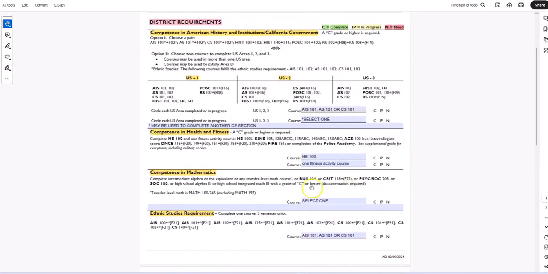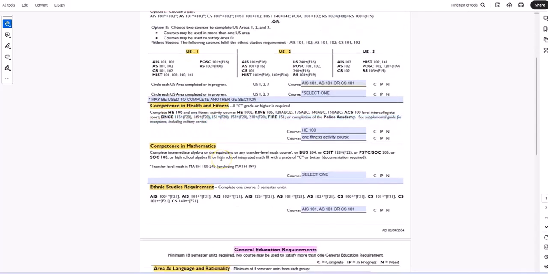When it comes to competence in health and fitness, you'll select health and then one fitness activity course. That fitness activity course could be the health lab, an online PE class, a lab, going to a gym, basically swimming, tennis, weightlifting, if you're playing any intercollegiate sport, or one of these dance classes, or the fire academy, or the police academy, or if you have 3 units from military service.